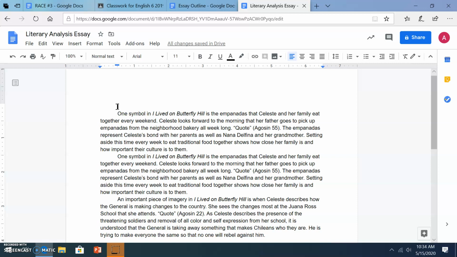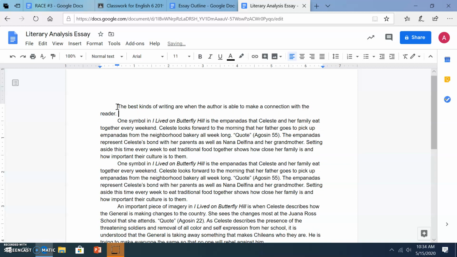So I now need to write an introduction and start with a hook. So something that gets my reader's attention that has to do with the imagery and symbolism that I'm going to be talking about. So I'm going to say the best kinds of writing are when the author is able to make a connection with the reader. And then I'm going to link that hook to the text that I'm talking about. I'm going to say this is true in I Lived on Butterfly Hill.